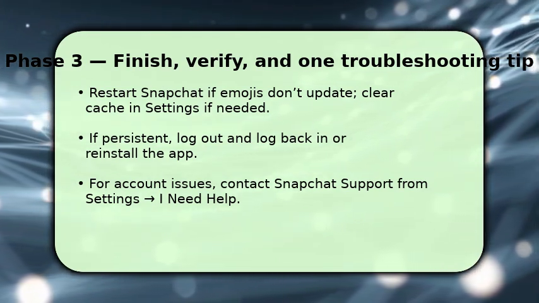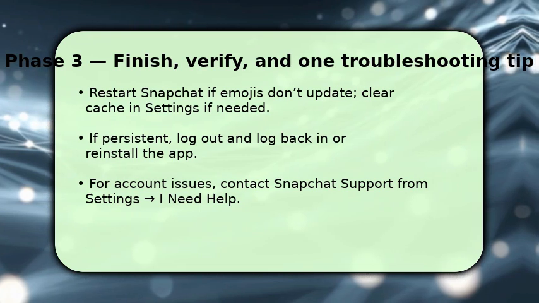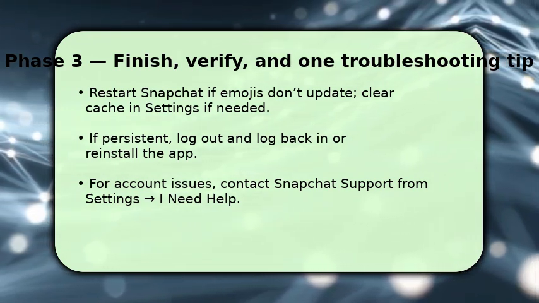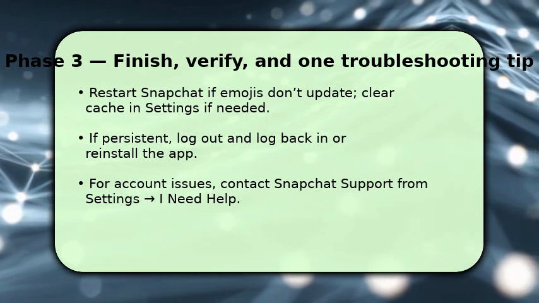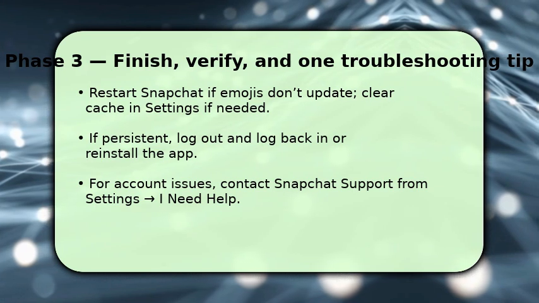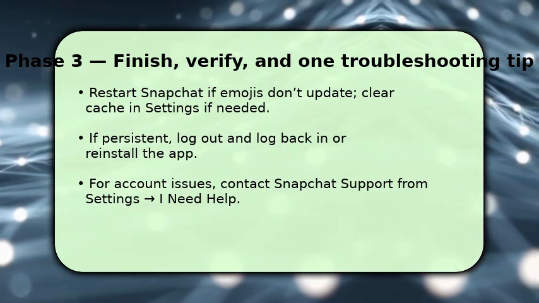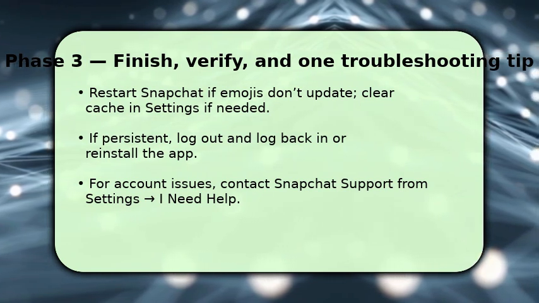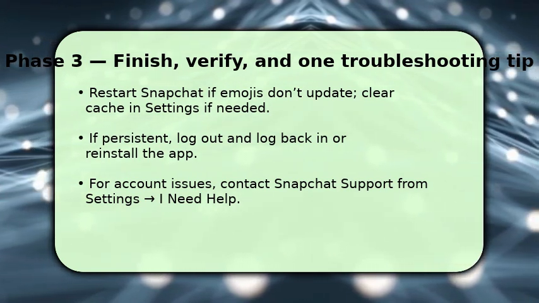If some emojis still appear, clear cache from settings, right arrow account actions, then restart the app. That usually forces the changes. If problems persist, log out and back in or reinstall Snapchat. This resets local data. And if you encounter account-level glitches, contact Snapchat support from the Help menu. One key tip: clearing cache.